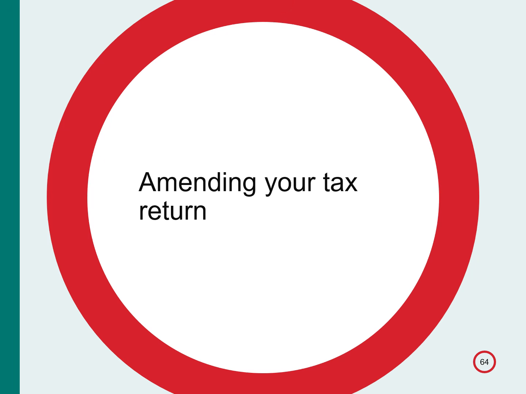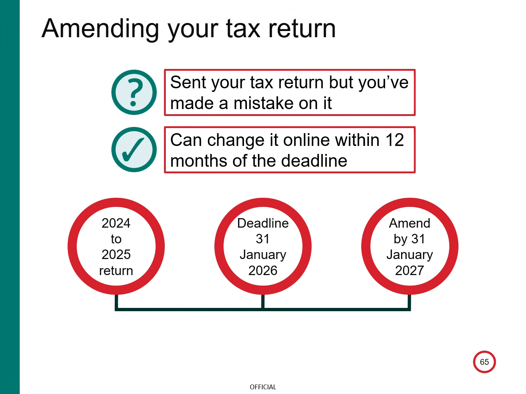You're able to amend your tax return after you have sent it. So we'll now look at how you do that. If you've sent your online tax return and then realize that you've made a mistake, you can change it online within 12 months of the deadline. For example, for the 2024 to 2025 tax return, the deadline to send it is the 31st of January 2026. You'll be able to amend that tax return online until the 31st of January 2027. If you miss the deadline, you'll need to write to HMRC.